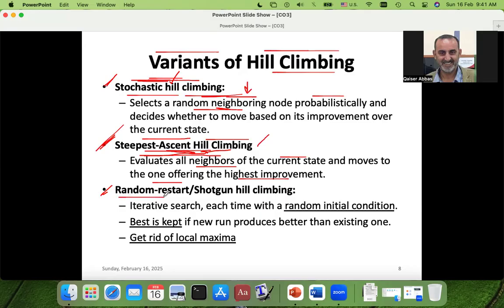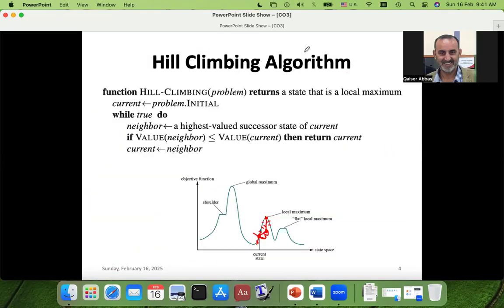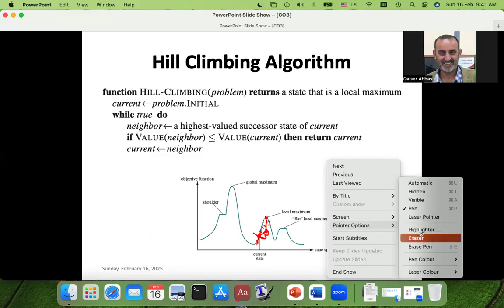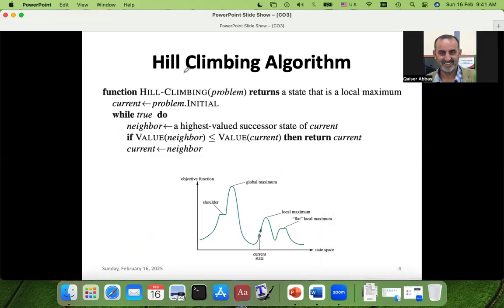Then random restart. Random restart, the other name is shotgun hill climbing. The hill climbing algorithm can get stuck on a local maximum, this is what we know. If you are executing this simple hill climbing algorithm over here, I will get this as a solution, and after that I will not get any further solution. But if you are finding the global maximum using this algorithm and your current point is here, you will not get this global maximum anymore.